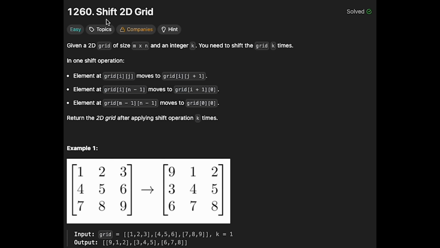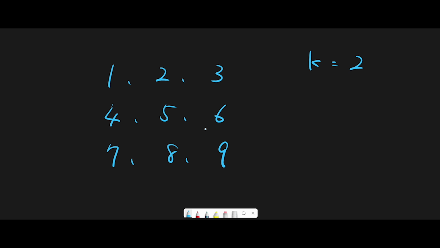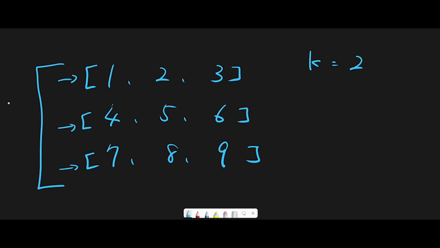Hey everyone, today we are going to solve the LeetCode question Shift 2D Grid. I'll show you two ways to solve this question. For the first solution, we manage the last index. So we iterate through like this. In the first loop, we iterate through the first row, then the second row, and then the third row. And this is one time, that means k equals 1.